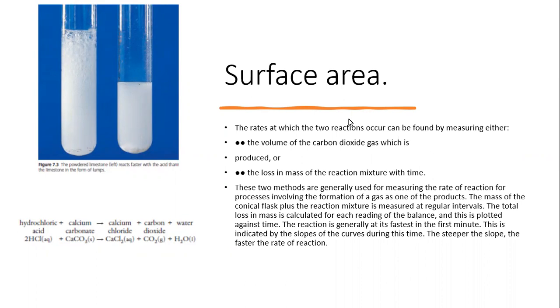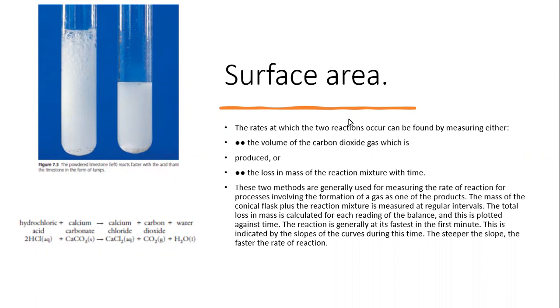The greater the number of collisions there are, the more chances that the collisions are likely to be successful, and that is how it increases the rate of reaction. So greater the surface area, faster your rate of reaction. And it is simply because when you have more surface area, there are more collisions taking place. More collisions mean increased chances of having successful collisions, which increases the rate of reaction.